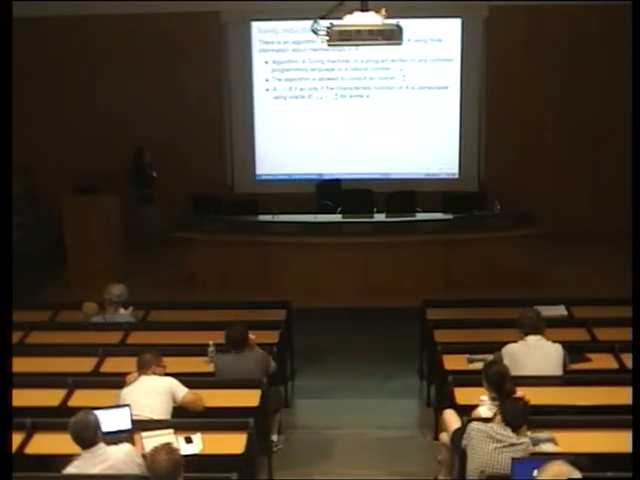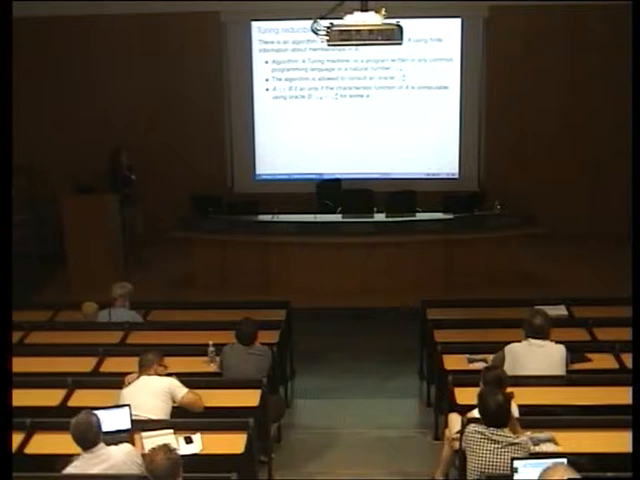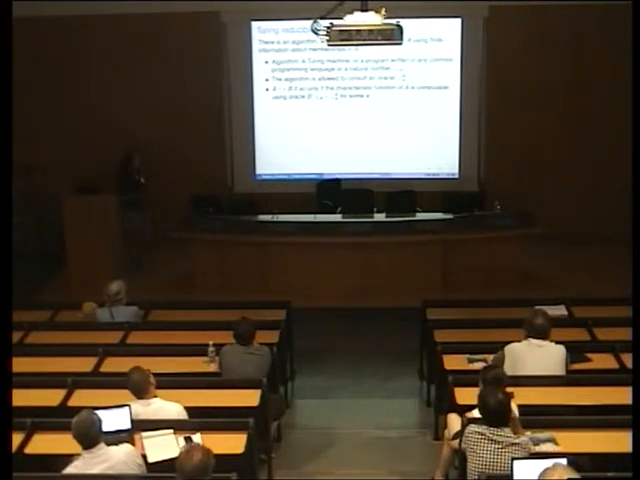And finally, A is Turing reducible to B if and only if the characteristic function of A, which is the function that for every n gives you 1 if n is in A and 0 if n is not in A, if this function is computable using oracle B.